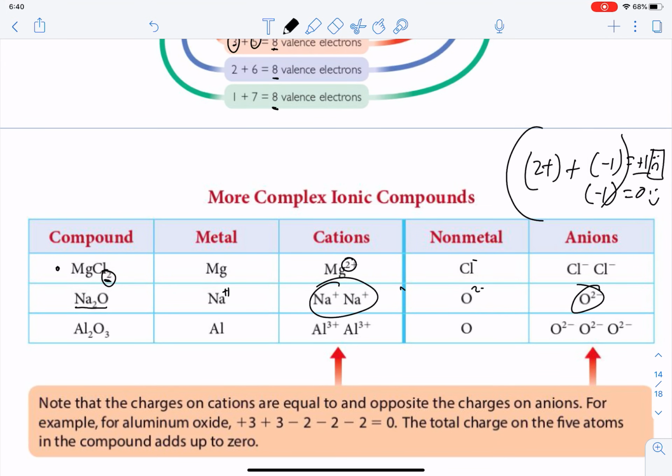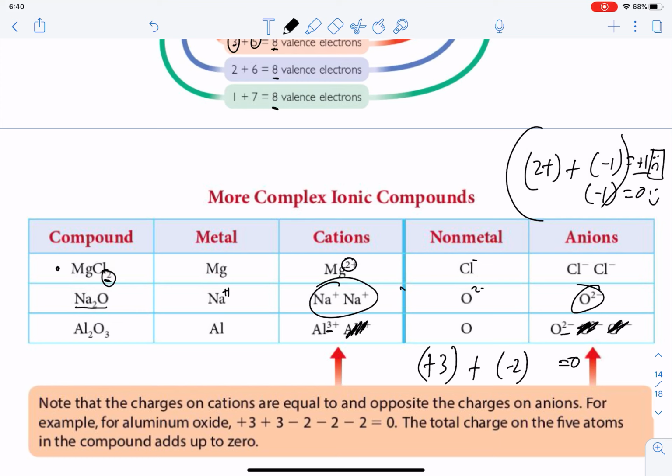And then the last one, aluminum oxide. So this one could be a little tricky if you're doing this for the first time. Aluminum forms a +3 charge. We'll ignore this for a second. Oxygen forms a -2 charge. So we need these guys to add up to 0. Right? This is like a math problem now. We need to figure out how many of each we can have.